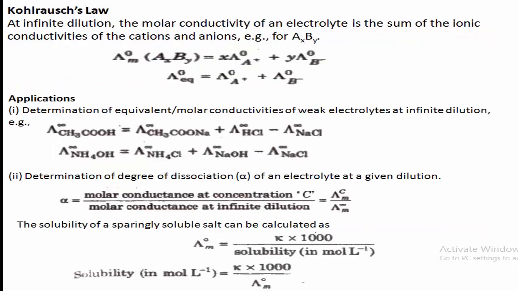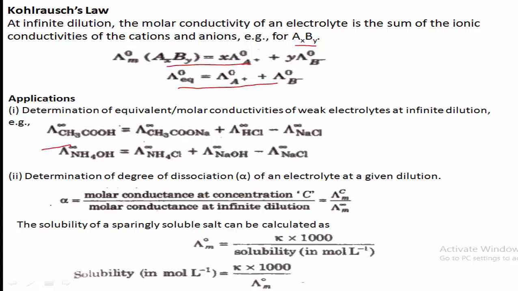Then, Kohlrausch's law. What does it state? At infinite dilution, the molar conductivity of an electrolyte is the sum of the ionic conductivities of the cations and anions. For example, AxBy. So for this kind of salt, or electrolyte, it can be given like this. Applications of this law: determination of equivalent or molar conductivities of weak electrolytes at infinite dilution.